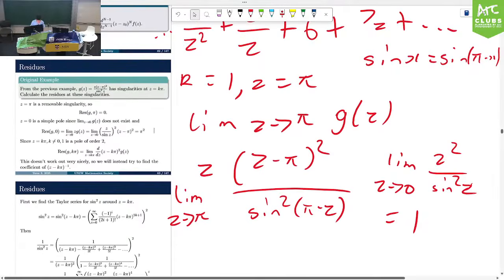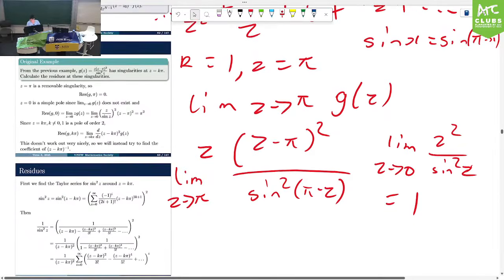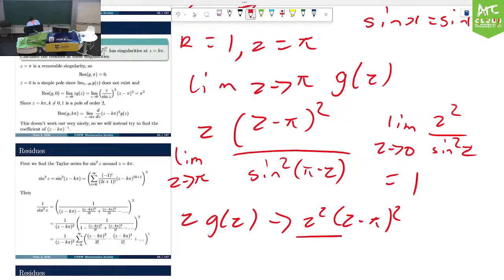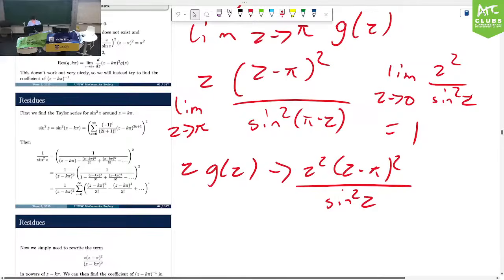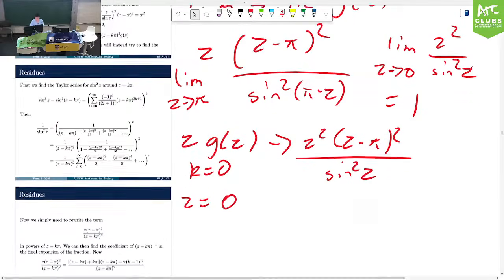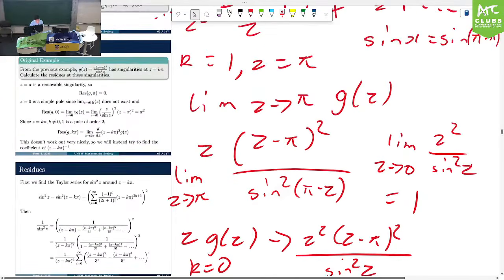Next, for z equals 0, it's a simple pole. Alright, this is the part where I was actually meant to do the trick, which is times it by z. So z times g of z becomes z squared over z minus pi squared sine squared z. Also, I forgot to clarify, this is when k is 0. So obviously z will go to 0. This is the part where I actually do my trick. So z approaches 0 of z sine squared z.